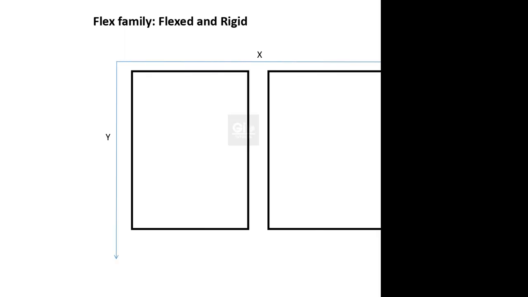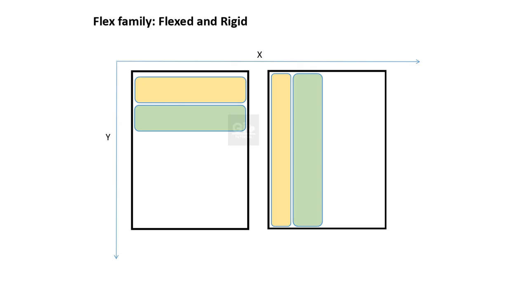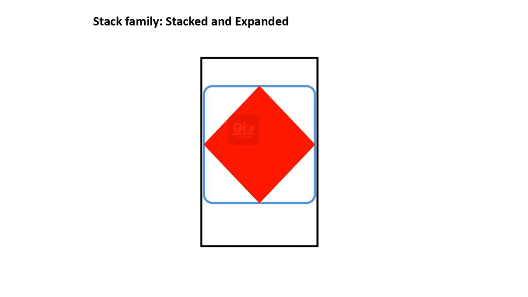Hi everybody. While using the Flex family, i.e. flexed and rigid, helps us arrange widgets along a single axis, side by side or one after the other. The stack family, i.e. stacked and expanded, lets us position the children in the same space, one on the top of the other, so they overlap or fill the available space.